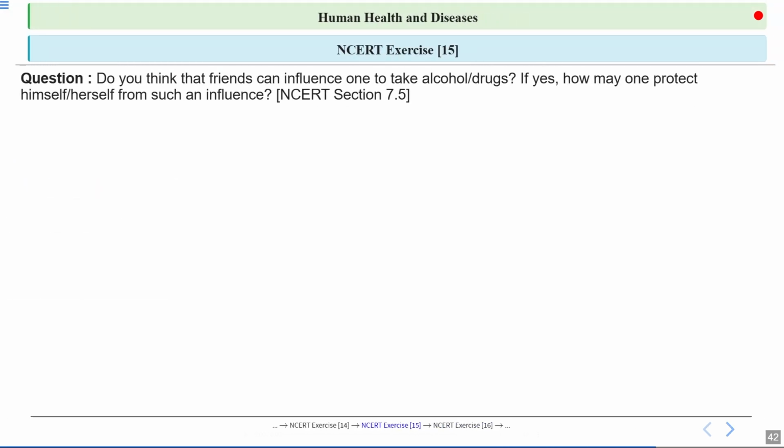Moving on to the next question, do you think that friends can influence one to take alcohol and drugs? If yes, how may one protect himself or herself from such an influence?